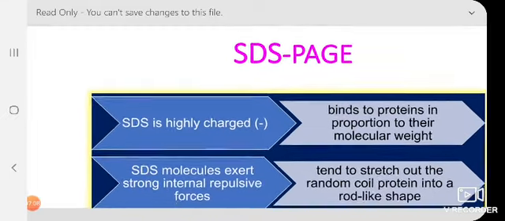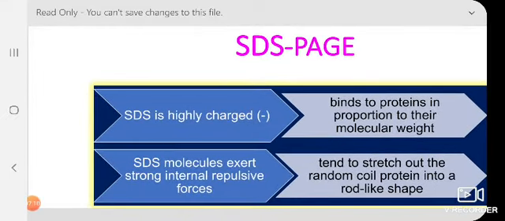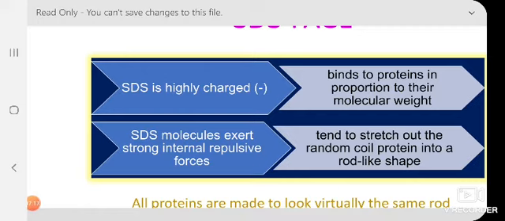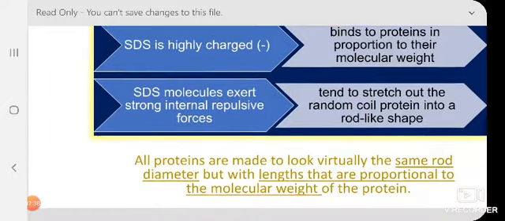SDS is a highly negatively charged molecule. It binds to protein in proportion to their molecular weight. SDS molecules exert a strong internal repulsive force. So all are negatively charged, they repel each other, so they cannot form a defined structure. So what happened? They tend to stretch out the random coil protein into a rod-like shape. Remember this: because of this repulsion only, it takes a rod-like shape.